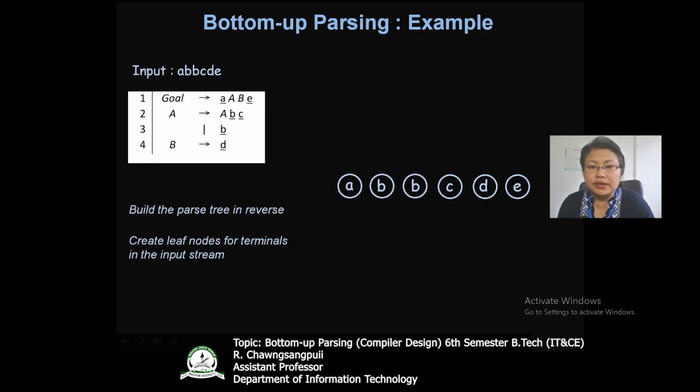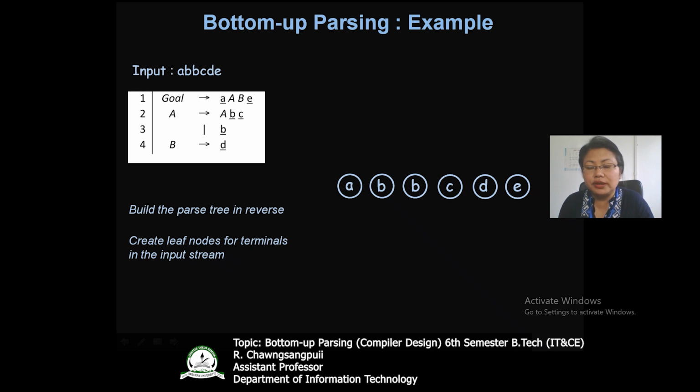Now I'm just giving here the example for bottom-up parsing. We have the input, which is A, B, B, C, D, E. The goal, or the start symbol, is written here, and these are the production rules. The whole thing is a grammar. This grammar consists of 4 production rules.